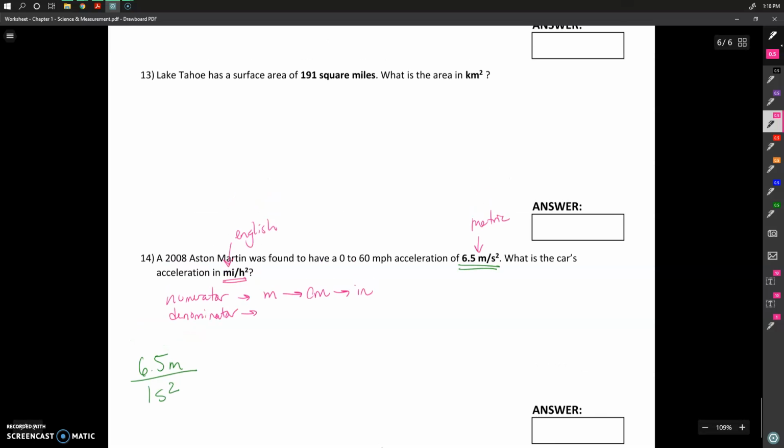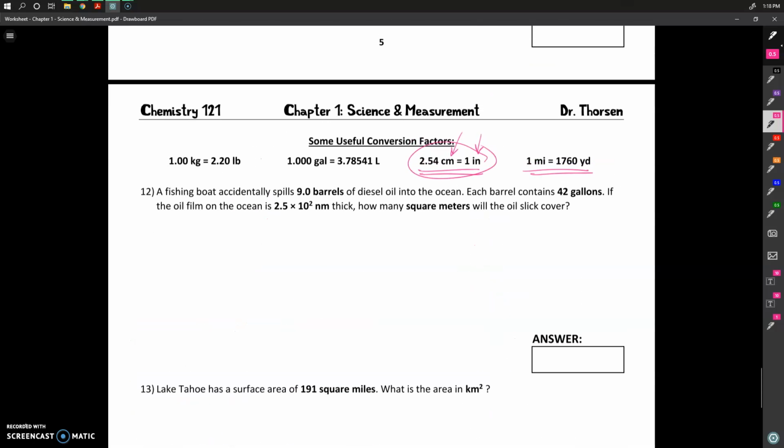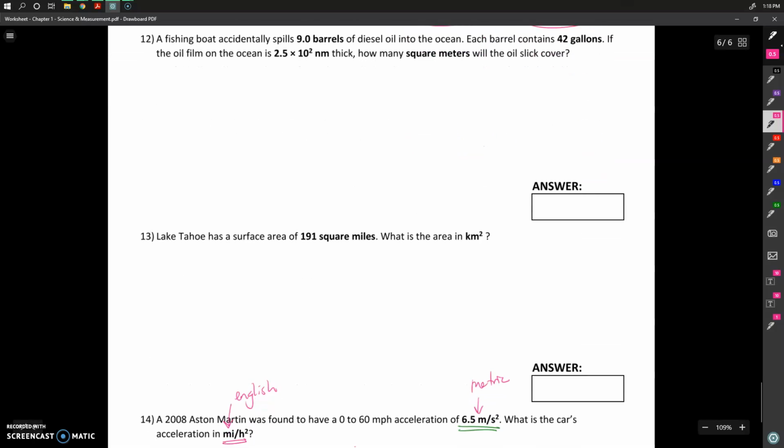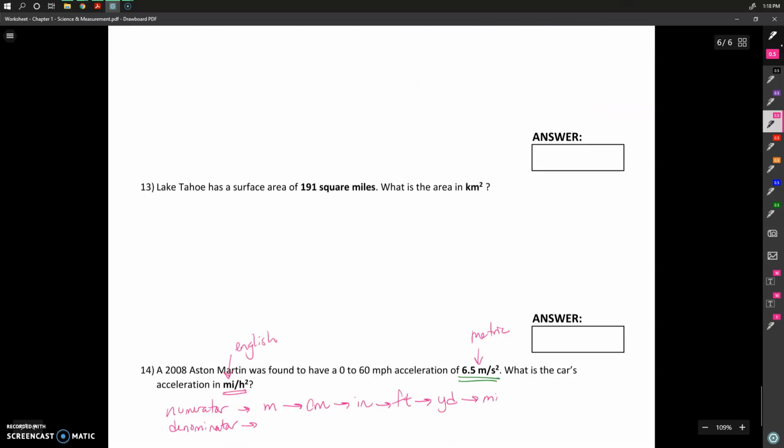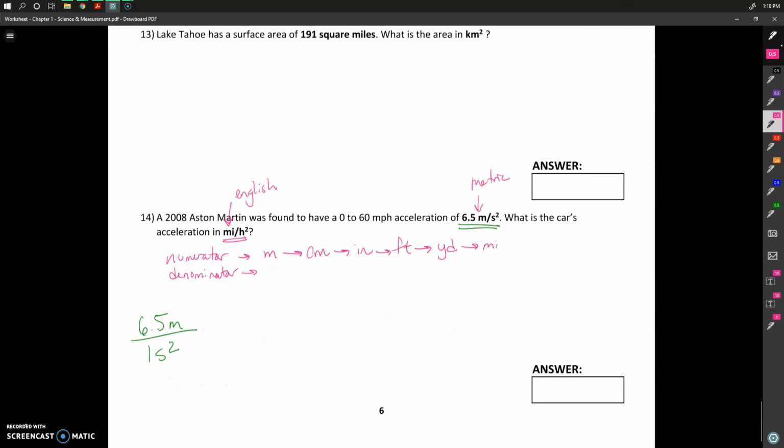Once I'm in inches, then I want to get to miles. And so this second conversion factor deals with yards into miles. So I need to get inches into yards before I can use it. So inches, the easiest way to get to yards for me is to go inches to feet first, and then from feet into yards. And so once I'm in yards, then I can finally use that conversion factor to get into miles. And so notice here, the numerator involves several steps to get from meters into miles if you're using the unit conversions that I'm giving you, as well as any that you have memorized.